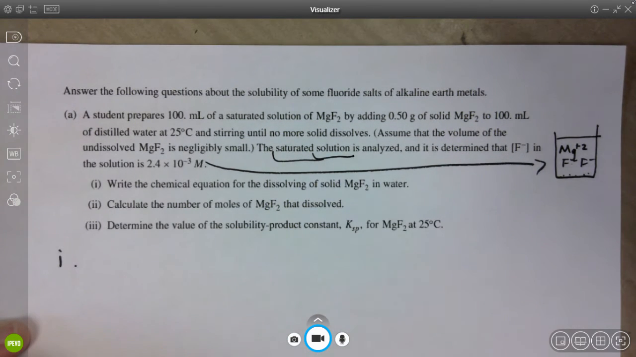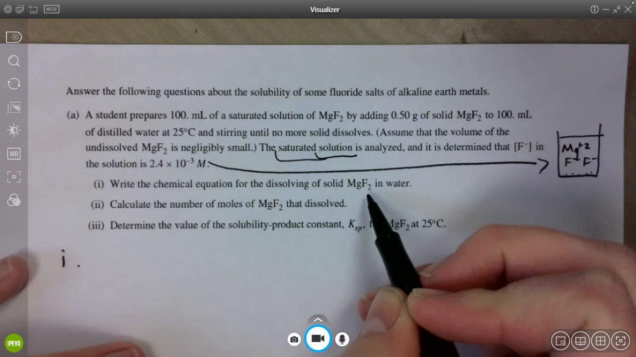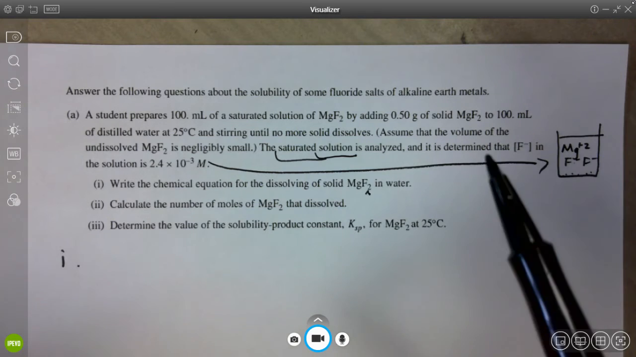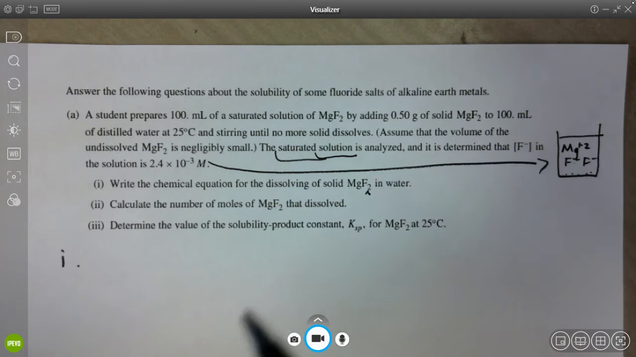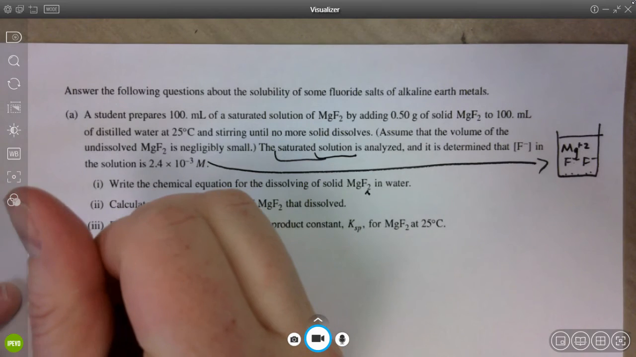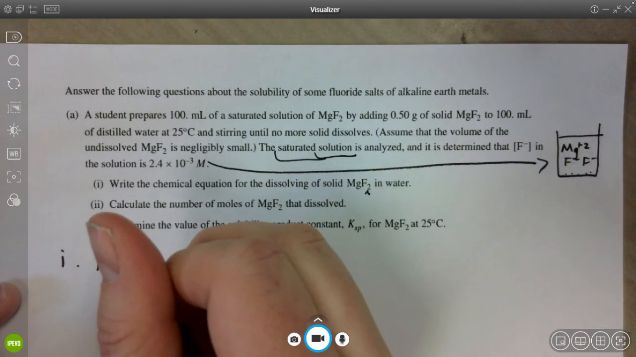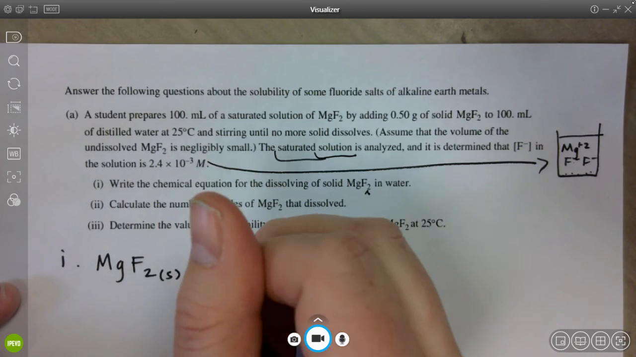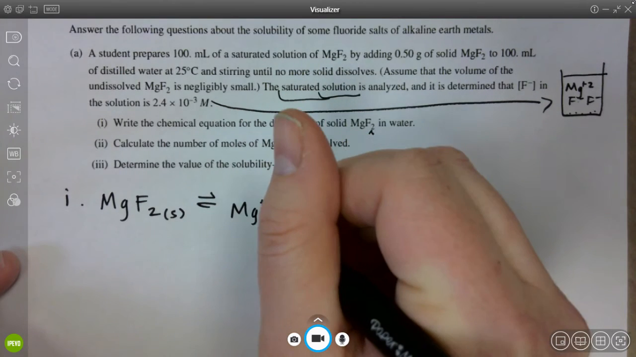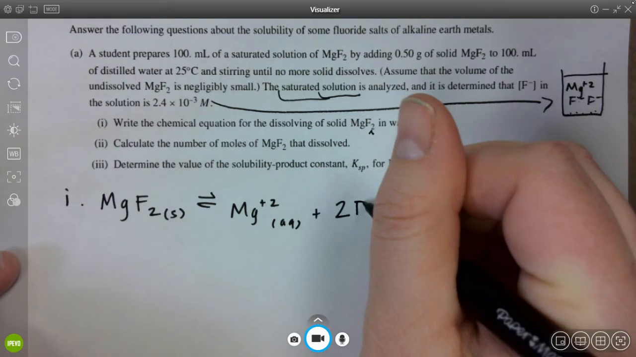So if I take a look at number 1, it says to write the chemical equation for the dissolving of solid MgF2 in water. And the reason why they put this on here, it's the first point, it's usually the easiest point. It's to see if you can catch this here. So we know that fluorine is part of our diatomic gang, where we have things that come in diatomic pairs. However, that's only in its elemental form. When it's the fluoride ion, when it breaks apart, it doesn't need to be partnered with another fluorine. So my equation in this case is going to be MgF2 solid in equilibrium with its Mg plus 2 ion, and then 2 F minus ions.